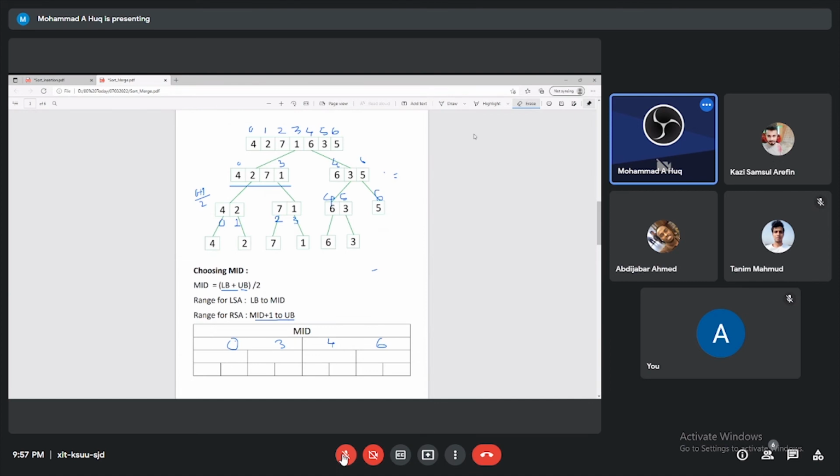Keep it like this for now. The main thing is how long we will continue. We will continue until we get a single element. So far they are still double. If we break more, suppose 0 plus 1 divided by 2, what will happen? 0, yes, sir. Here, mid plus 1.